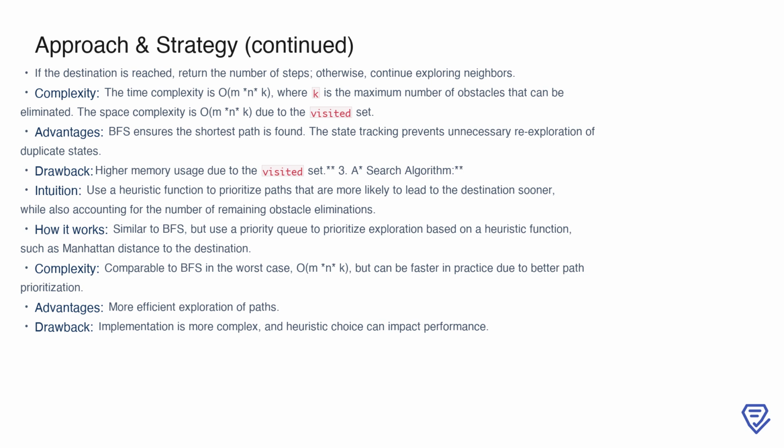Another possible approach is the A* search algorithm, which builds on BFS but introduces a heuristic function to prioritize paths that are more likely to lead to the destination quickly. A heuristic like the Manhattan distance helps guide the search efficiently. While A* can reduce exploration time in many cases, its performance depends heavily on the quality of the heuristic, and its implementation is more complex compared to BFS. Both BFS and A* share similar worst-case time complexity, but A* may perform better in practice due to smarter prioritization.